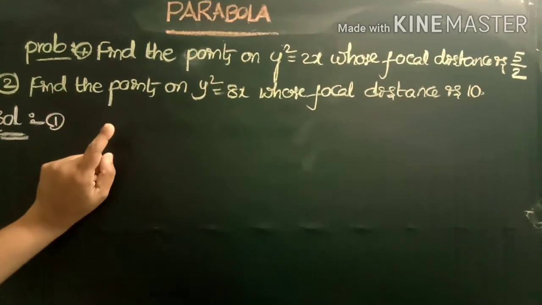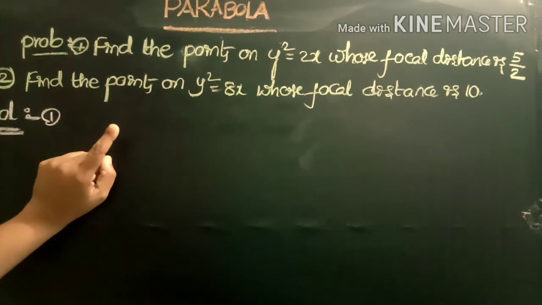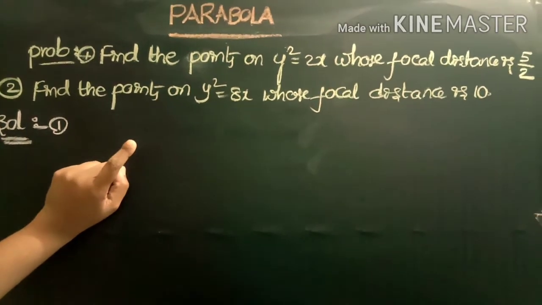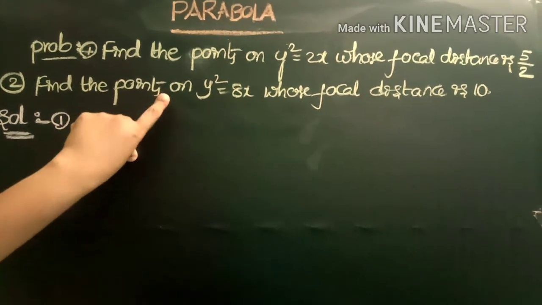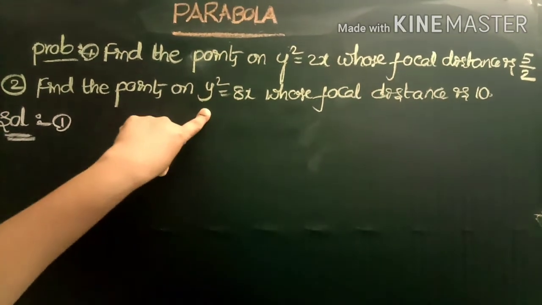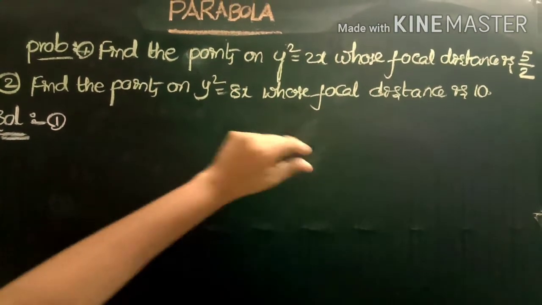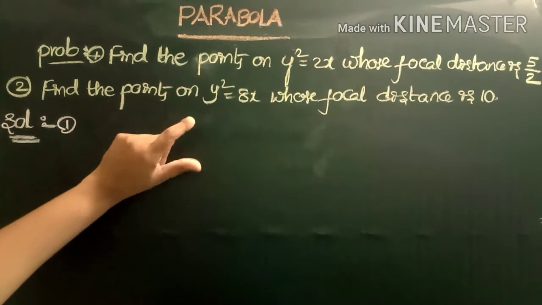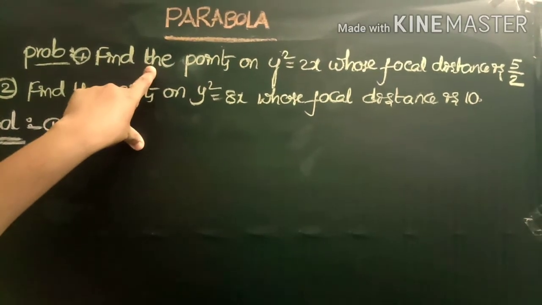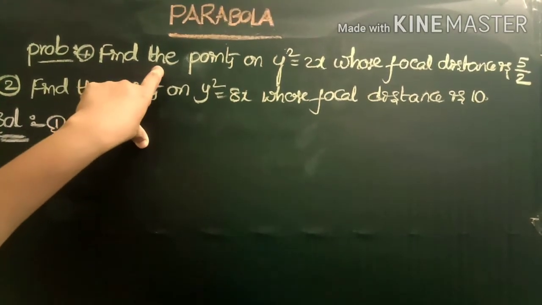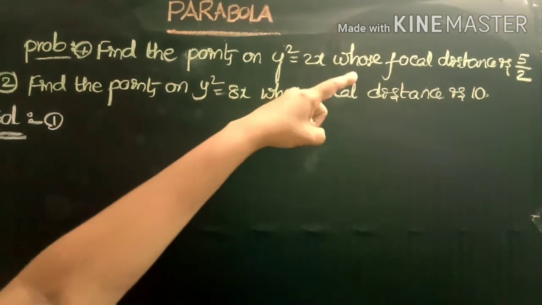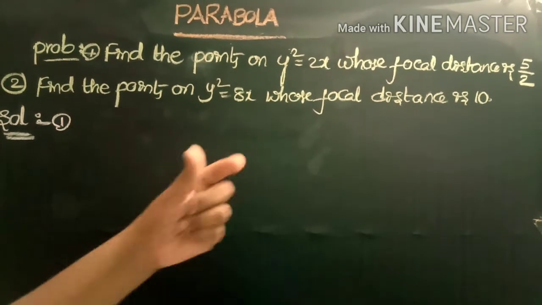First problem, find the points on the parabola y square is equal to 2x whose focal distance is 5 by 2. And the second problem, find the points on the parabola y square is equal to 8x whose focal distance is 10. Most important model, both are model sums. So we have to find the points on the parabola, given that the focal distance is equal to 5 by 2 and focal distance is equal to 10.